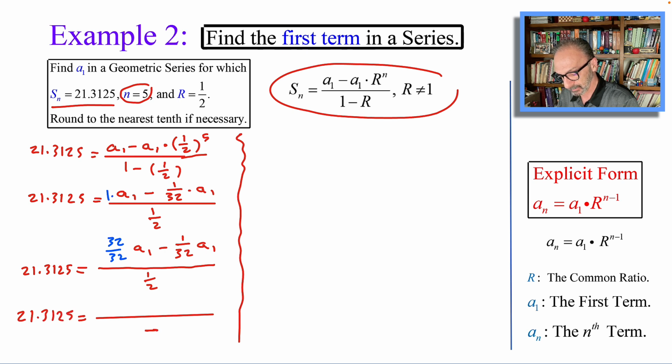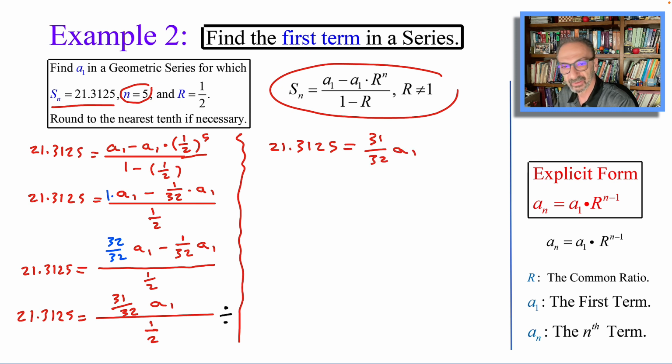Half right here, and this right here is the main fraction bar. On top, I do have 32 over 32 minus 1 over 32. That's 31 over 32 multiplied by A1. Moving to the right, I have 21.3125 equals 31 over 32 A sub 1.